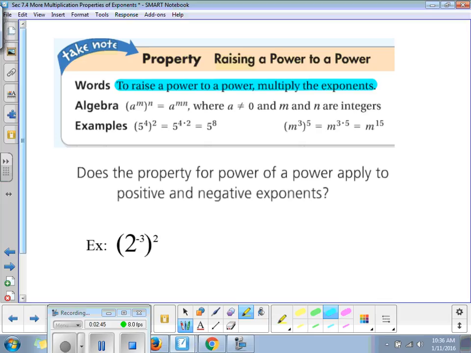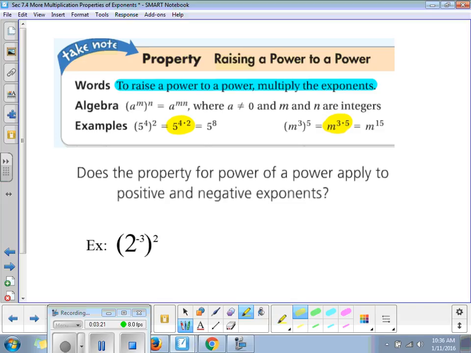And here's a numerical example. So here we have 5 to the 4 raised to the 2nd. So that's going to be 5 to the 4 times 2, which is equal to 5 to the 8. Does everybody see how I expect to see your work? Okay, that's how I expect to see your work. Over here we have m to the 3rd to the 5th. That's just going to be m to the 3 times 5. And then when you simplify that, you get m to the 15th.